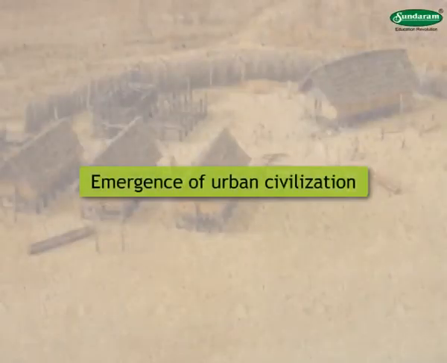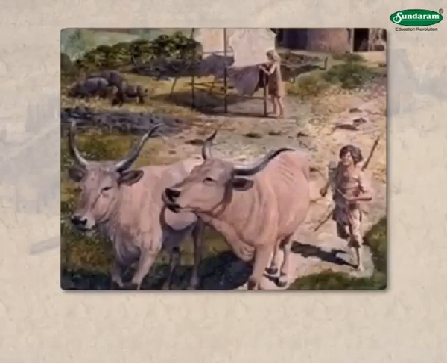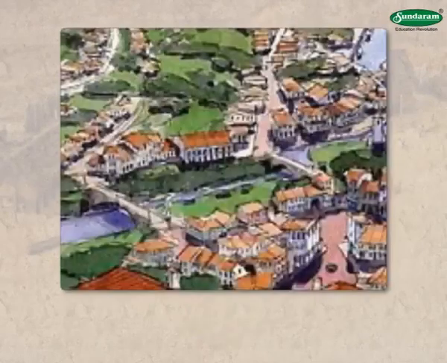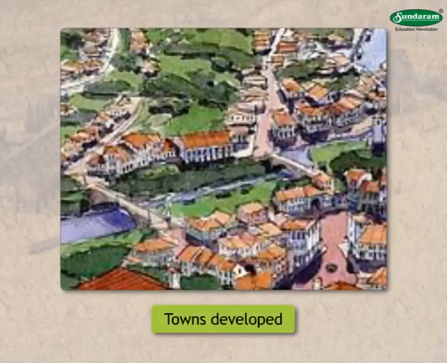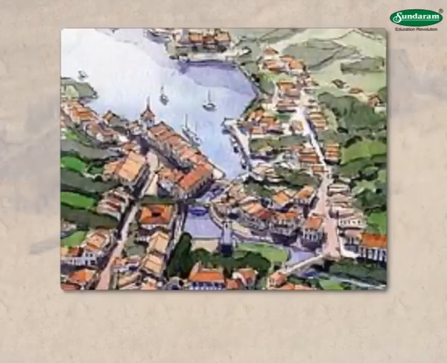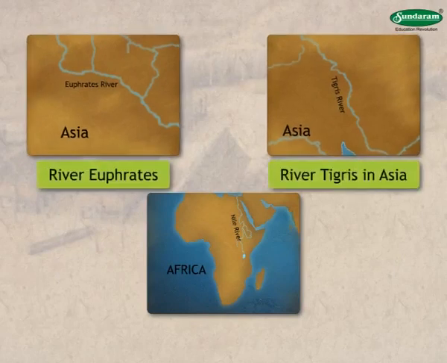Emergence of urban civilization. Besides agriculture, other occupations gradually emerged. Surplus of agriculture produce and other goods gave rise to trade. In places convenient for trade, towns developed. That is how the foundation of urban civilization was laid. Such urban civilizations arose on the banks of rivers. Urban civilizations also existed in the basins of the rivers Euphrates and Tigris in Asia and the Nile in Africa.